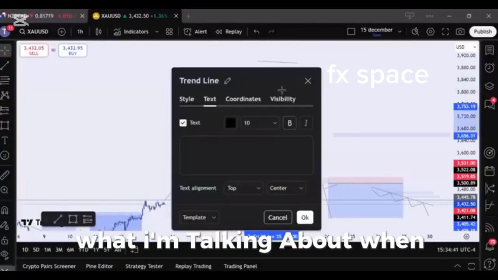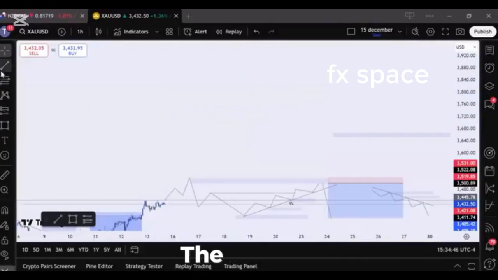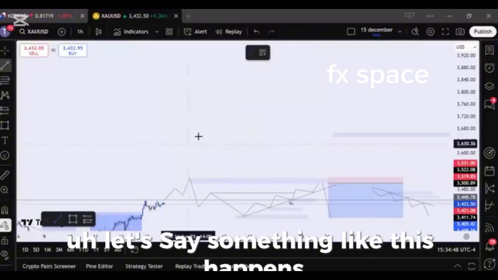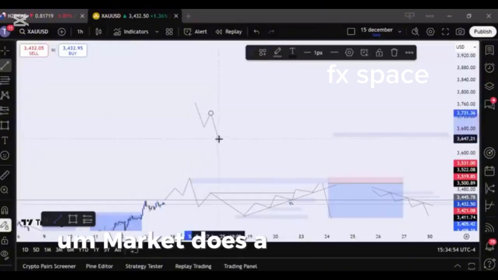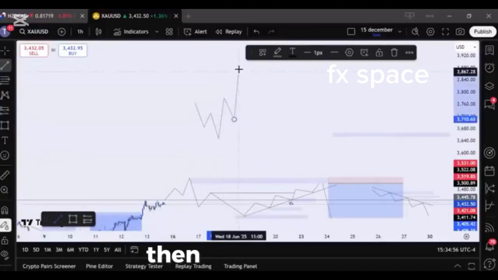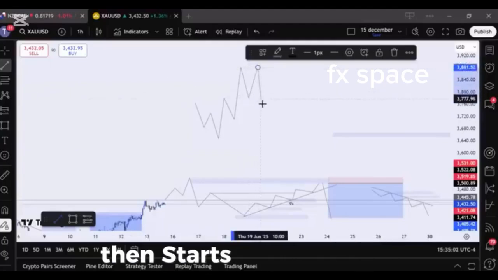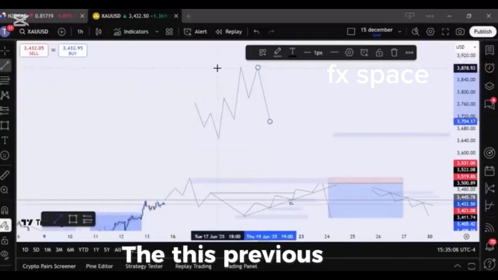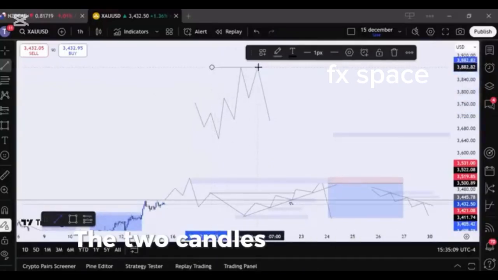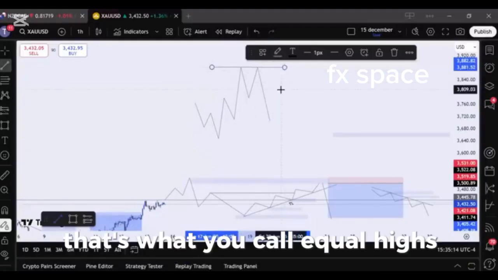But this time around, I'm talking about when price makes a relative equal high or relative equal low, something like this. Let's say you have a downtrend, the market does a structure shift, inducement, then it goes up here, comes down, and then makes an equal high or something like that. Then it starts pushing down. This is what an equal high is. When the market makes a relative equal high, this previous high is going to be equal to the last one. The two candles will be on the same line, exactly the same line. That's what you call equal highs liquidity.